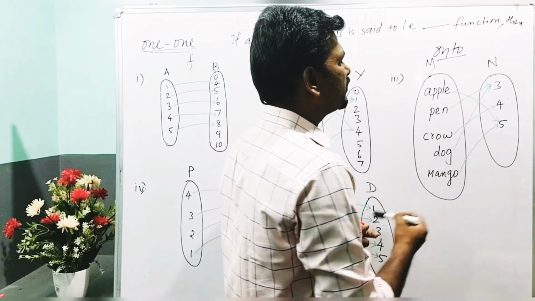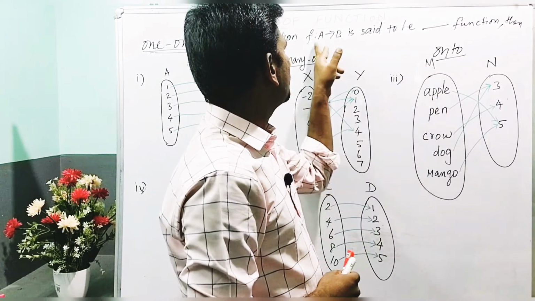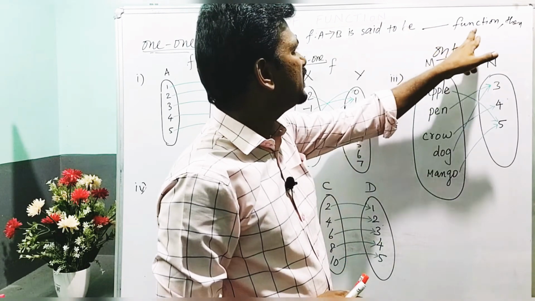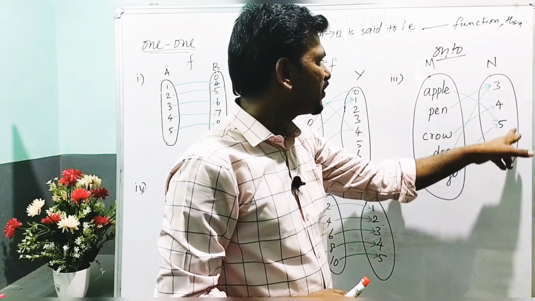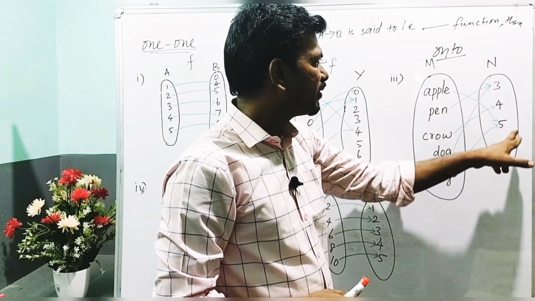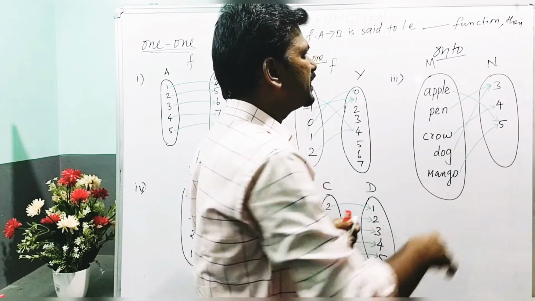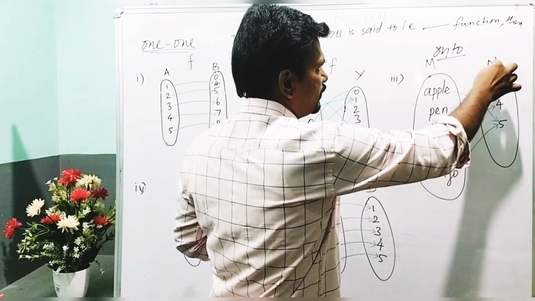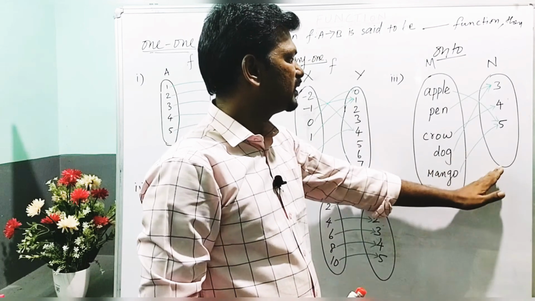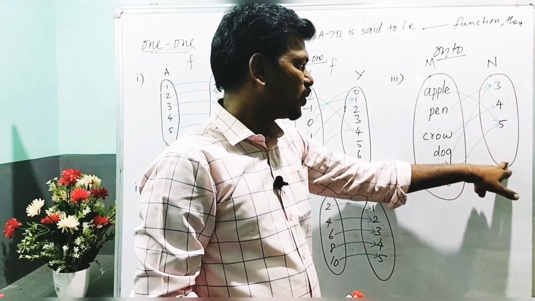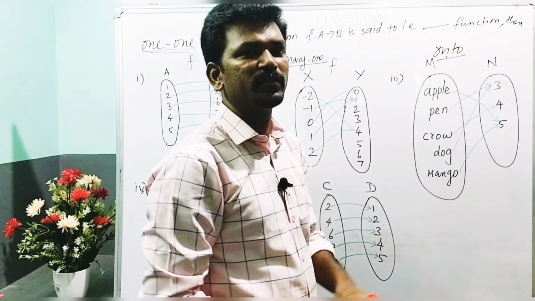So if a function f from M to N is said to be an onto function, then every element of N has a pre-image in the set M. If we take A and B, every element of B should have a pre-image in A. So all the elements in the codomain have a pre-image in the domain. Such a function is called an onto function.